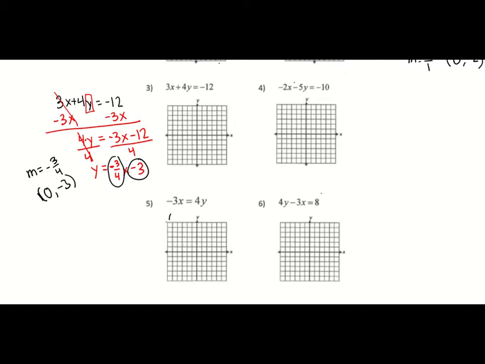Now I can graph (0, negative 3). I'm going to go down 3. Then my slope is negative 3 over 4, so that means I'm going down 3 over 4, right here. Draw my line and my arrows, and I'm done with number 3.